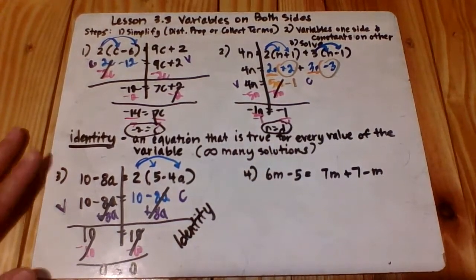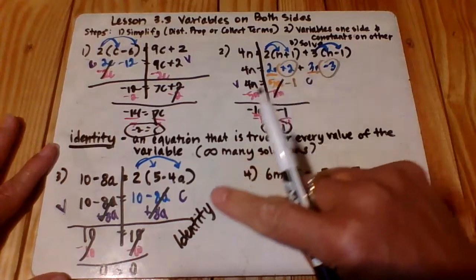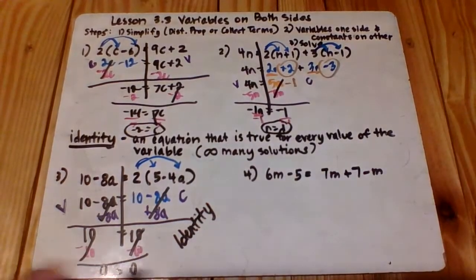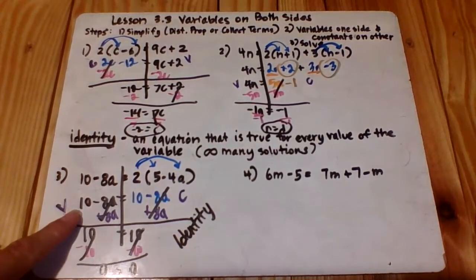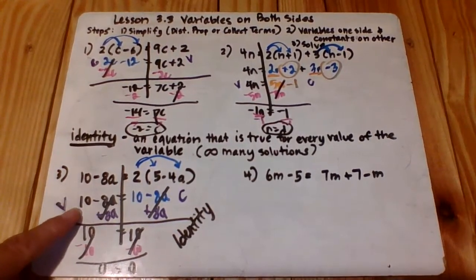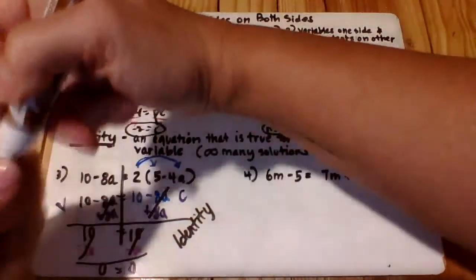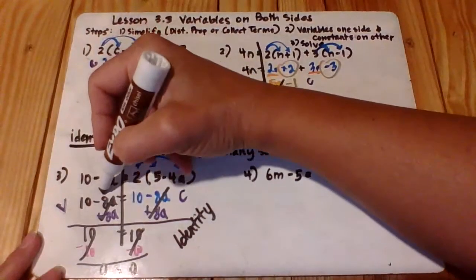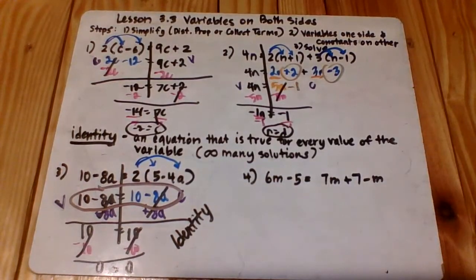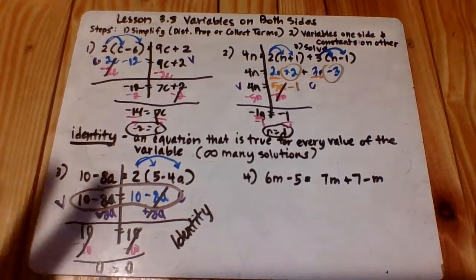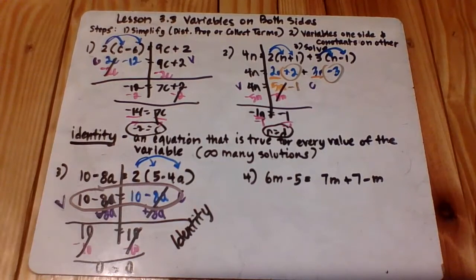Okay? So let's talk about this for a second. So you have identity. Now, you might have noticed, and I said, oh, that looks interesting, and I kind of noted that right here. So I have right here that it was 10 minus 8a equals 10 minus 8a. What do you notice about that? Is that exactly the same on the left side as it is on the right side?